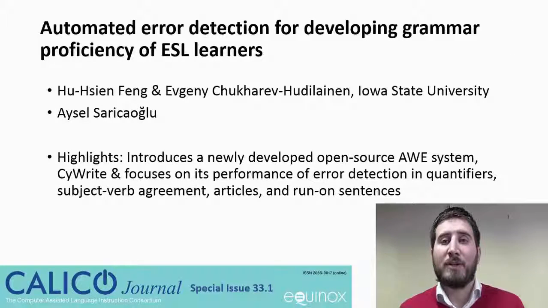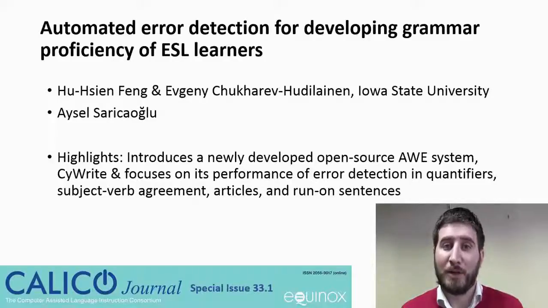The following article in this issue is written by Huishan Fang, Evgeny Chukharev-Khudilaynen from Iowa State University, and Aysel Sarıcıoğlu. This article introduces a newly developed open source AWE called SciWrite, and it focuses on SciWrite's performance of error detection in quantifiers, subject-verb agreement, article, and run-on sentences.